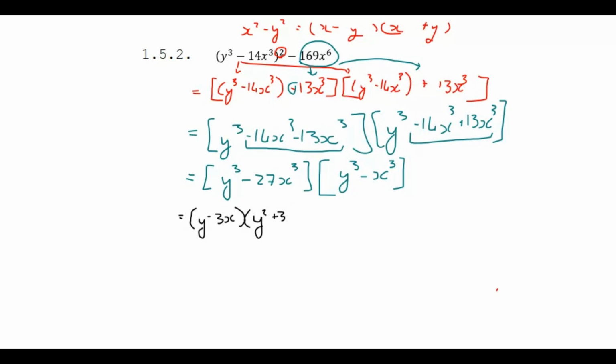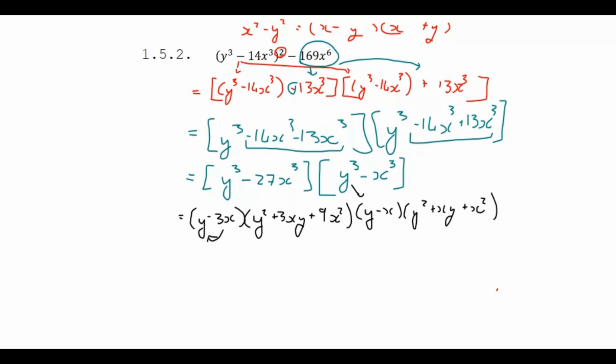No, I'm wrong. Sorry. It's simply these two multiplied by each other. So it's plus 3xy, my apologies about that, plus 9x squared. Alright, and breaking this one up, factorizing that, it becomes y minus x, y squared plus xy plus x squared. And there we go, we are done.